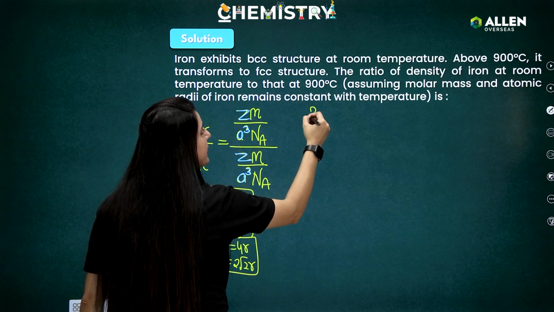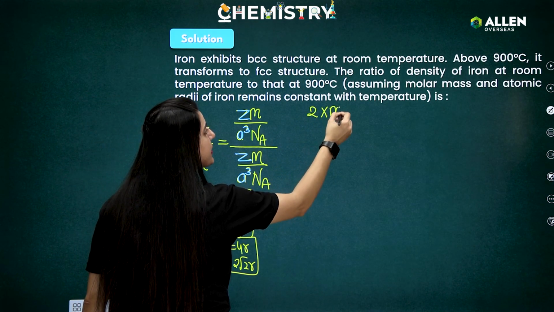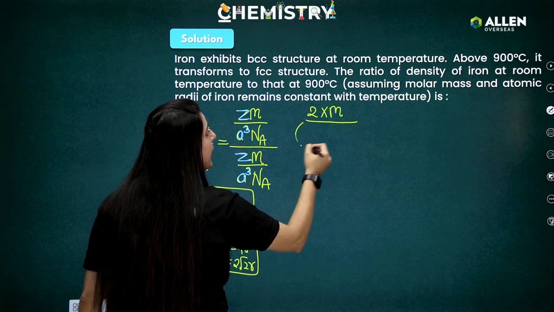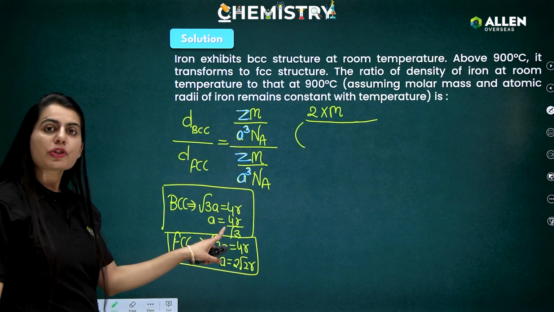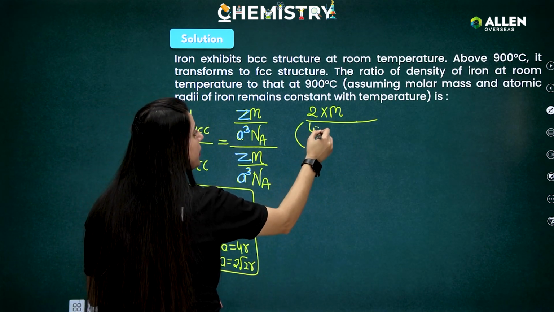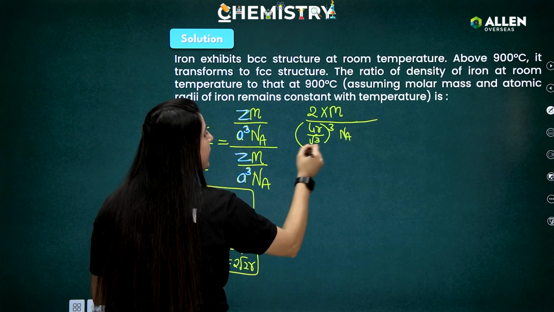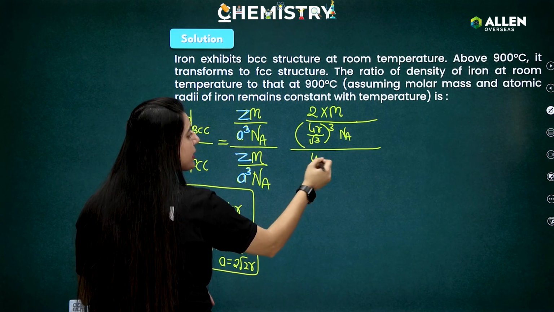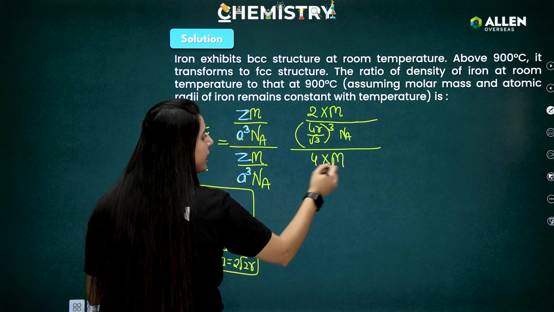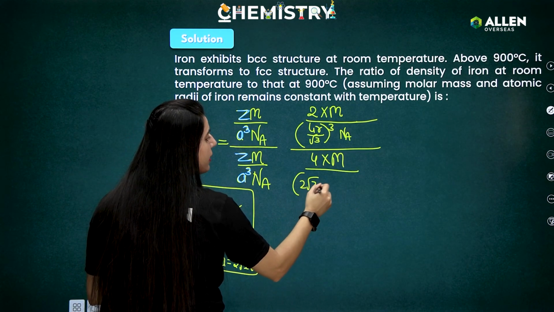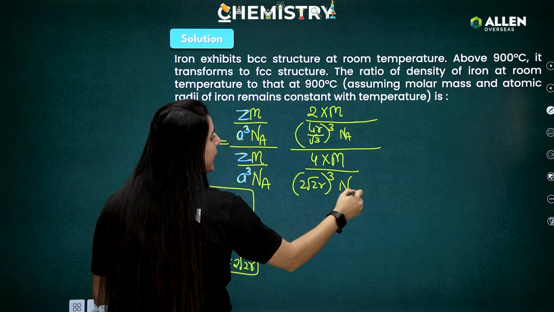The Z value for BCC is 2. Molar mass I'll keep as M because it will cancel out. The a value is 4r by √3, raised to the power 3, times Na, divided by 4 is the value for FCC. The relation is (2√2r)³ Na.